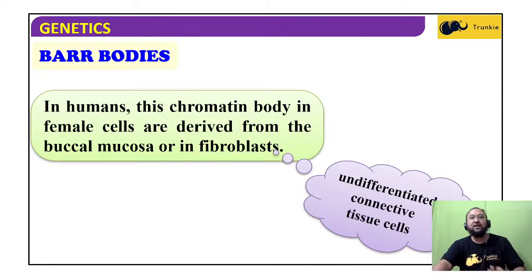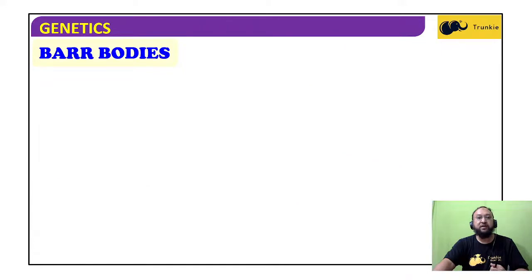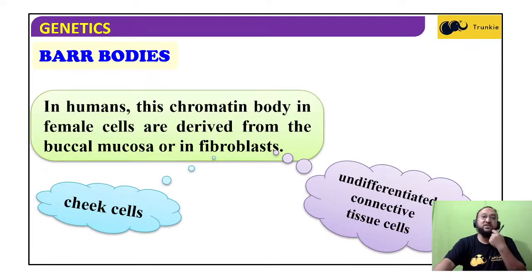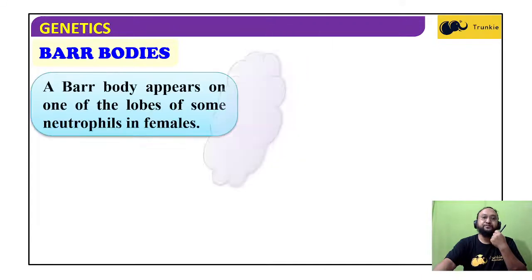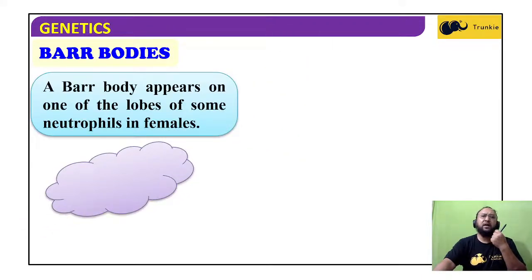Fibroblasts are undifferentiated connective tissue cells. The buccal mucosa is the cheek cells, or fibroblasts. Now, a Barr body also appears on one of the lobes of some neutrophils in females. Neutrophils are a kind of white blood cell. There are eosinophils, neutrophils; different types of white blood cells are there in our body.